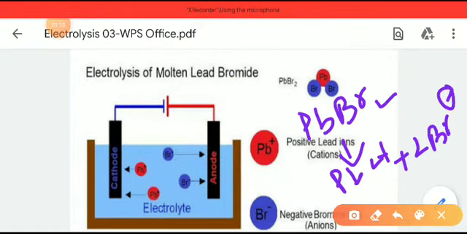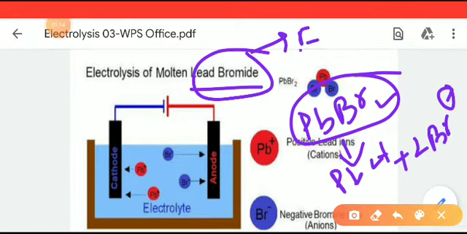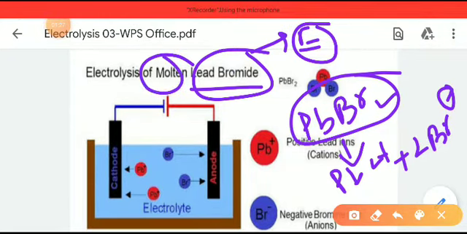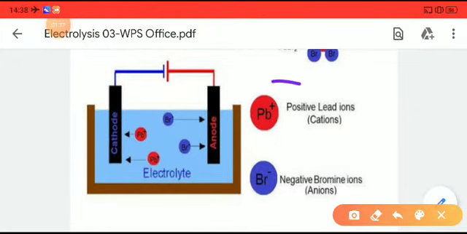As we know, lead bromide is an electrolyte. By the definition of an electrolyte, it will be ionized in the aqueous or molten state. As lead bromide is in the molten state, it will be ionized and form Pb2+ and 2 Br minus. Here we get a positive ion, that is Pb, which is 2 plus, and 2 Br minus.